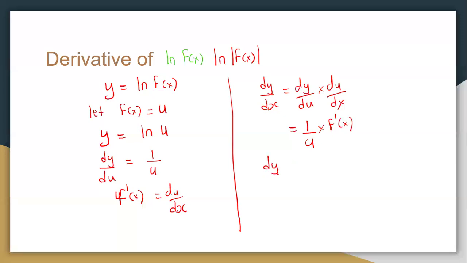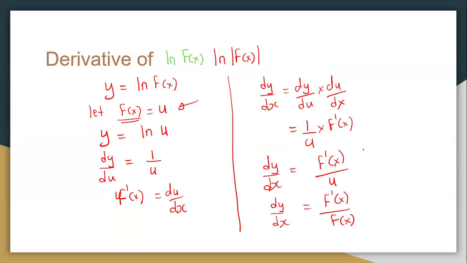So here I have my dy/dx equal to f'(u). But what is u? Our u is equal to f(x). So my dy/dx will equal f'(x) over f(x). And therefore, we have our conclusion that whenever I have d/dx of ln f(x), this will always be f'(x) over f(x).